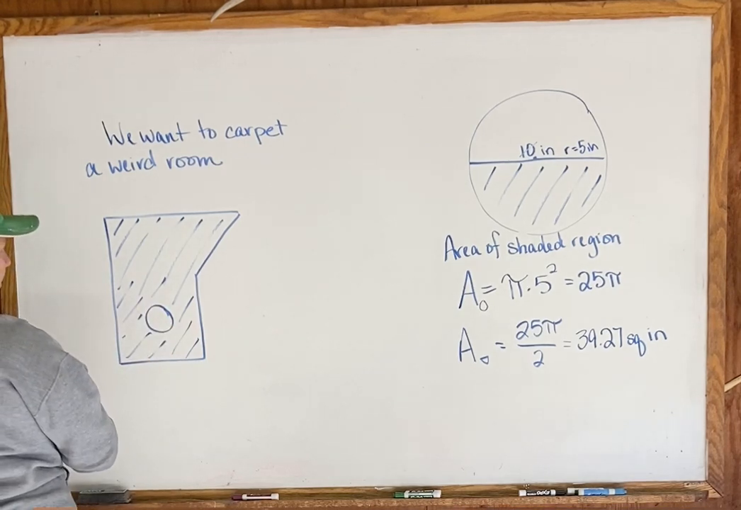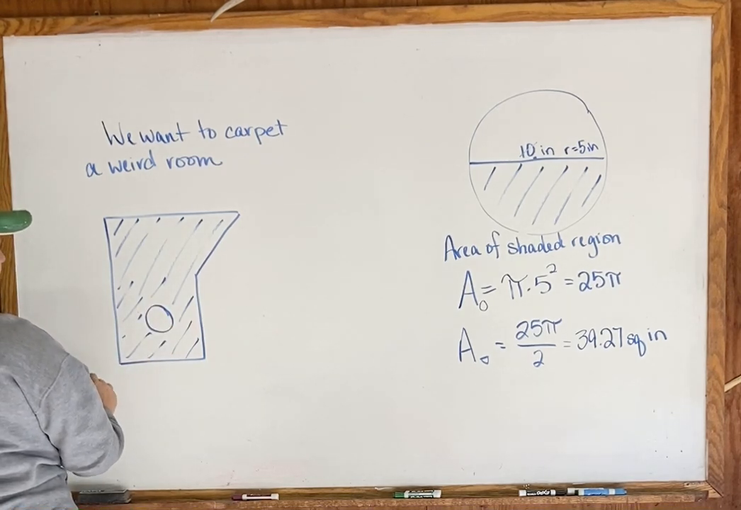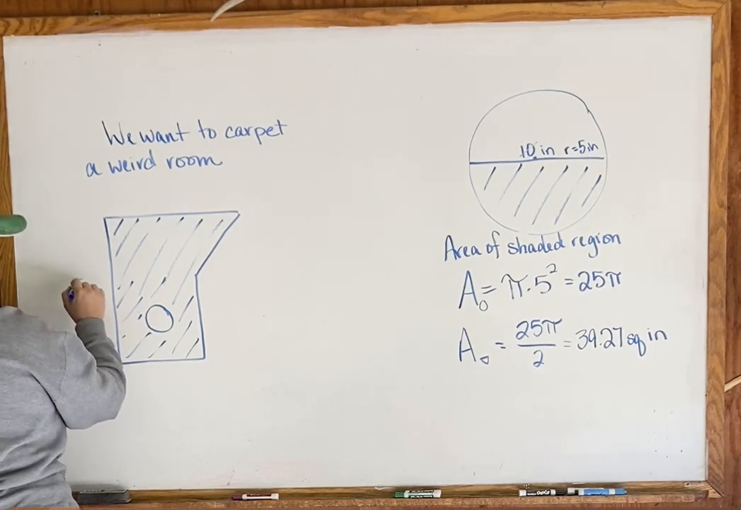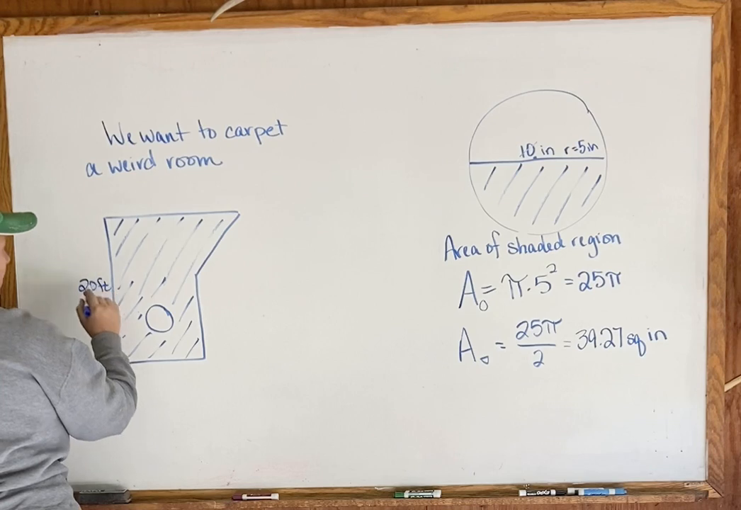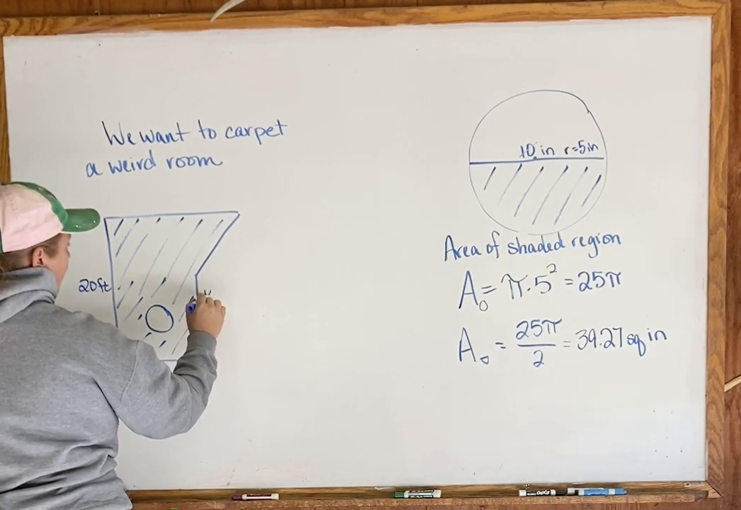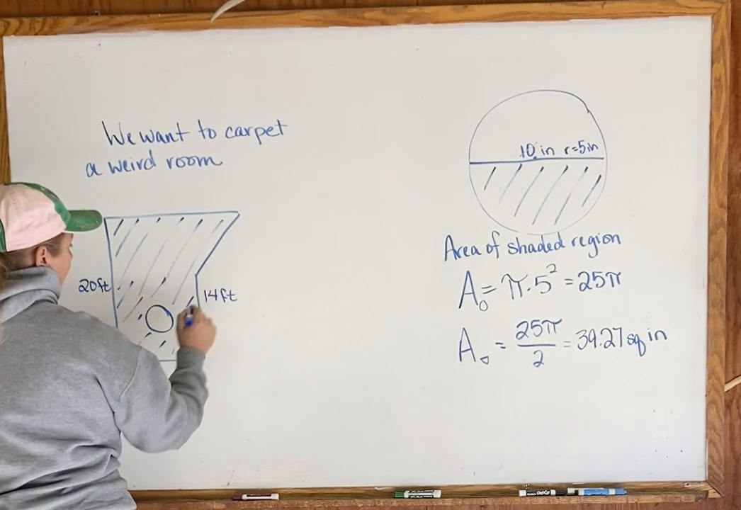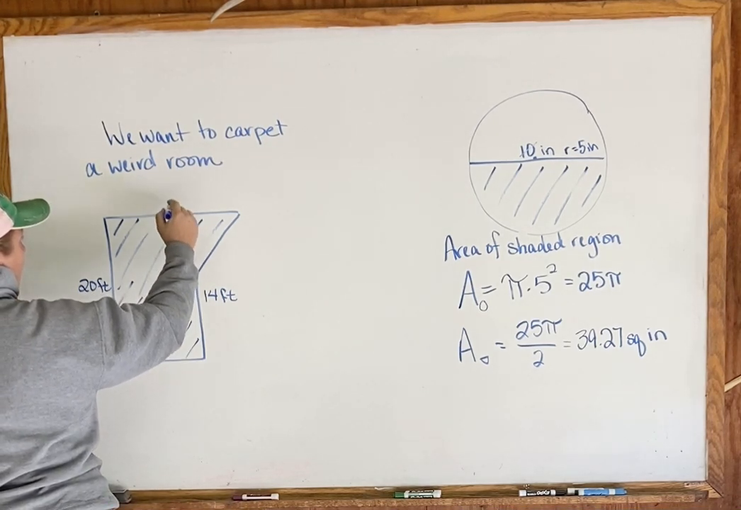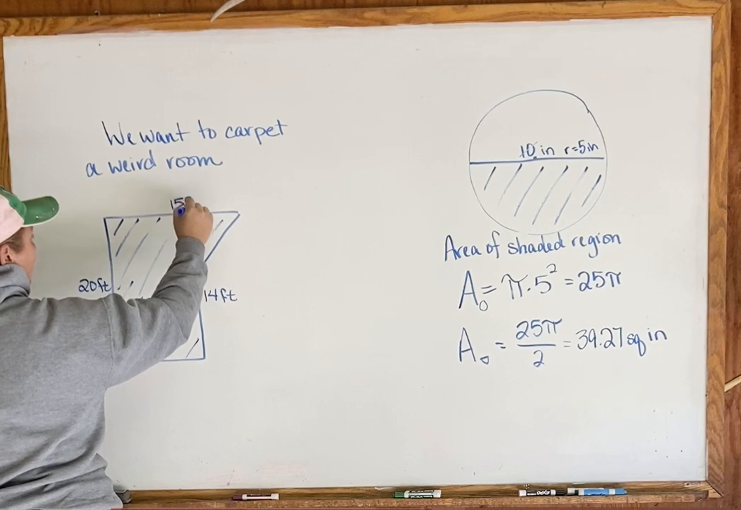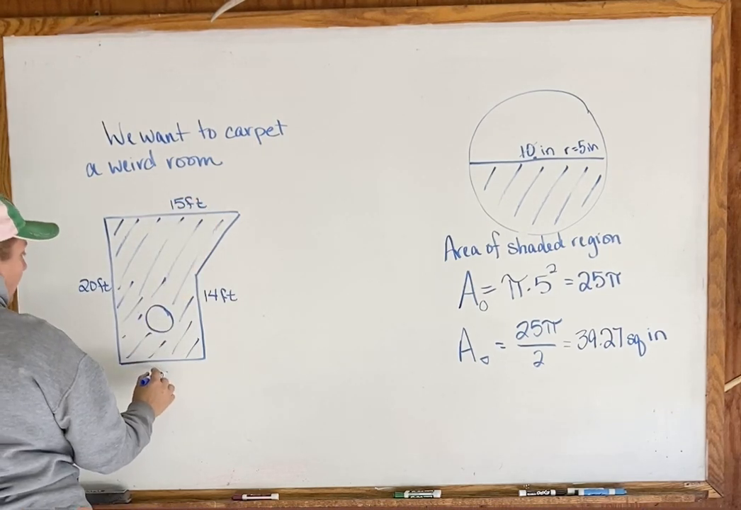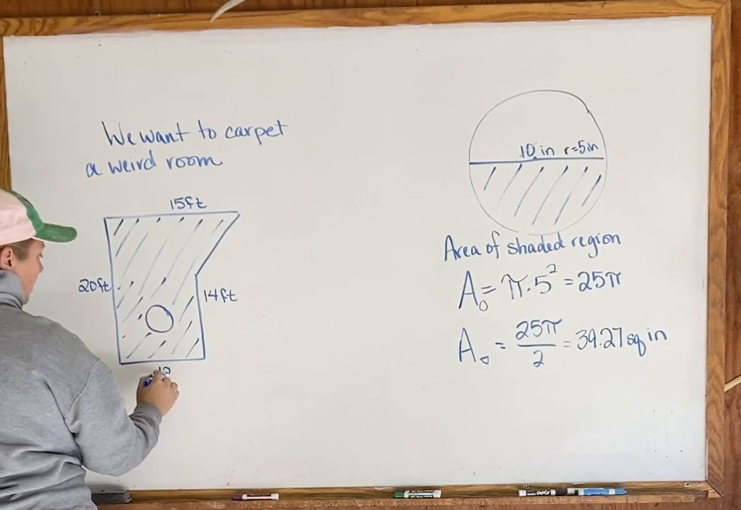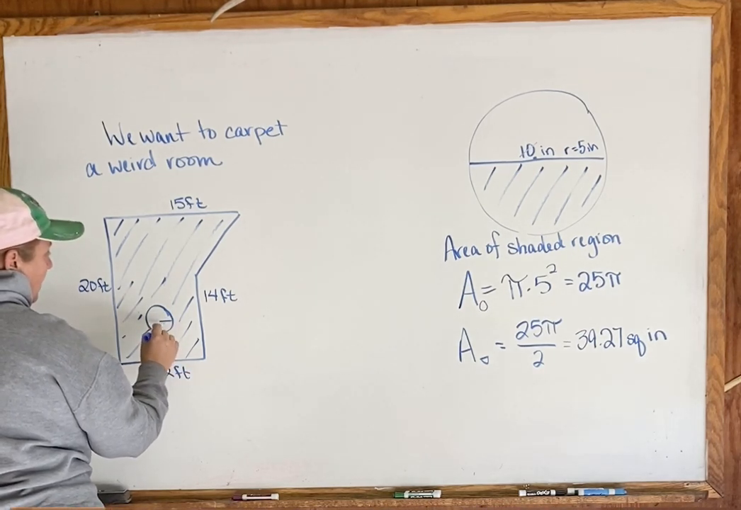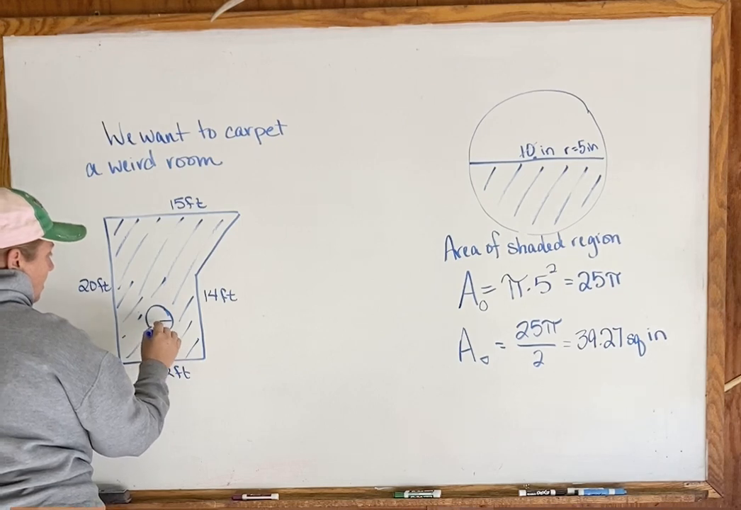All right, let's see what we have going on here. So we will say that this is 20 feet. This is 14 feet. This side can be 15 feet. And this side will be 12 feet. And the radius here is going to be 3 feet.